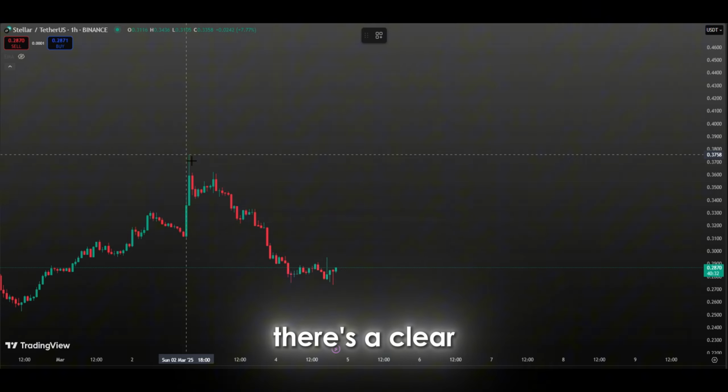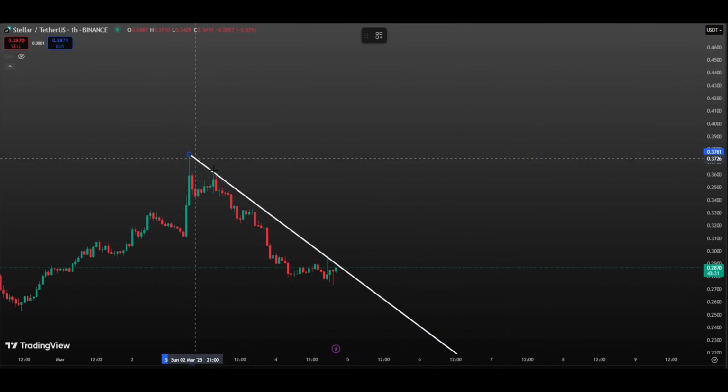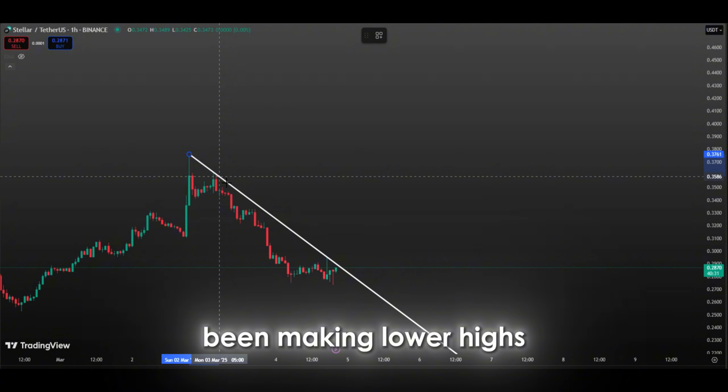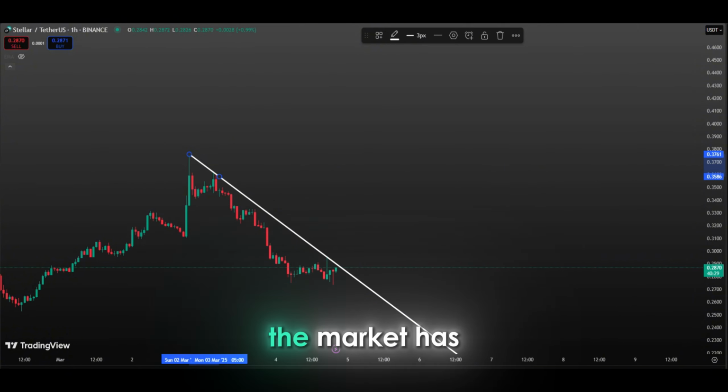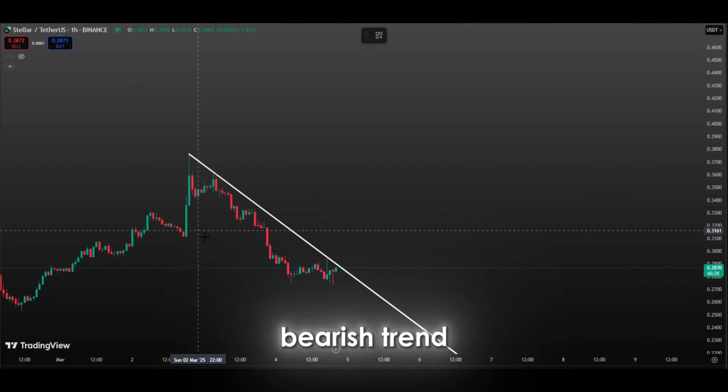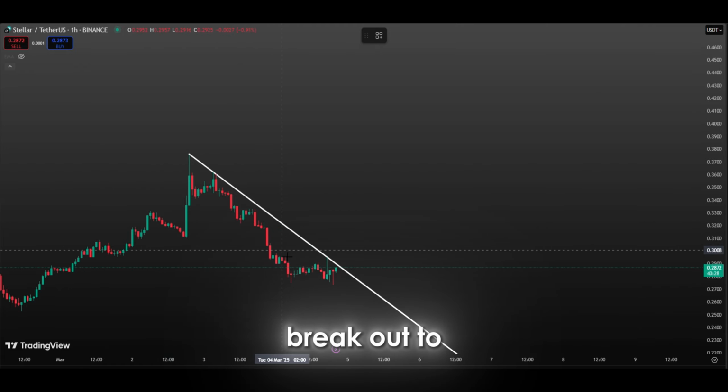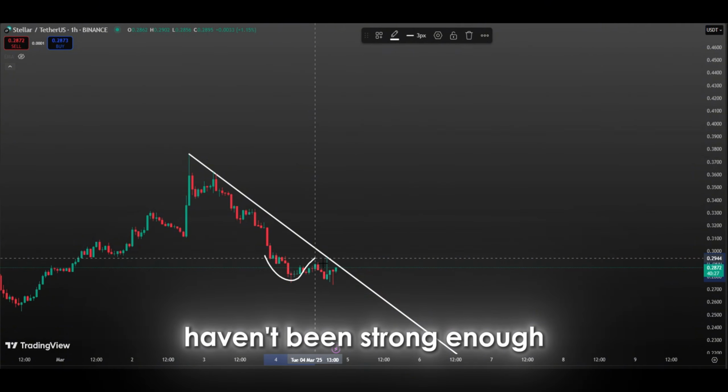First of all, there's a clear downtrend on the chart. This trend shows that the price has been making lower highs and lower lows for some time. In other words, the market has been in a bearish trend, and the price hasn't been able to break out to the upside because the buyers haven't been strong enough.